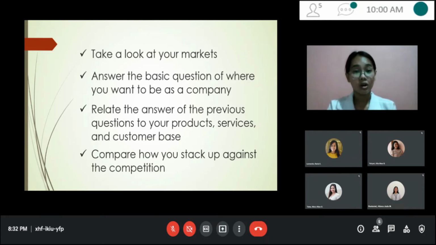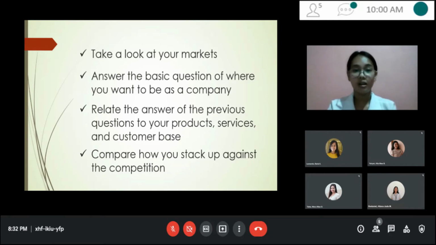Lastly, compare how you stack up against the competition. This will keep your customer attention, resulting in a competitive edge over others, by answering questions like: what strategies is your competition following, and where do you need to be related to them? What your competition is doing will influence and impact your strategic decision and your scorecard measures.